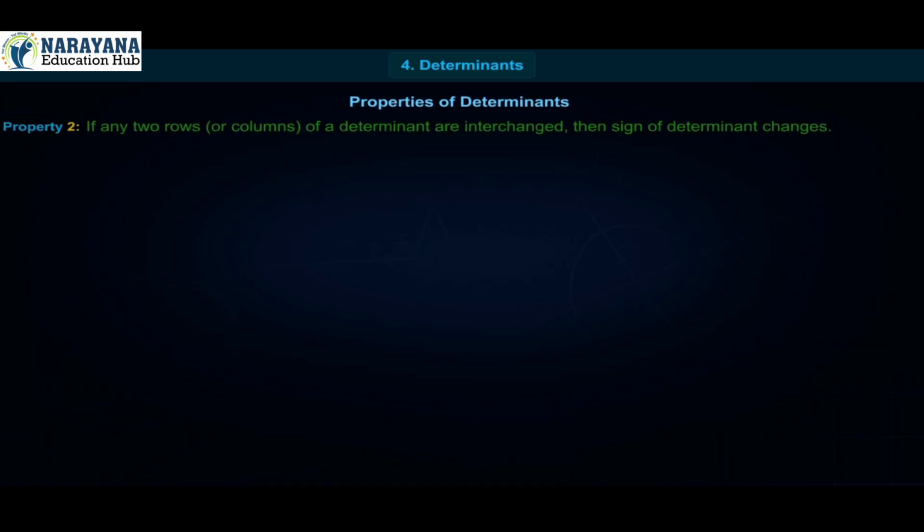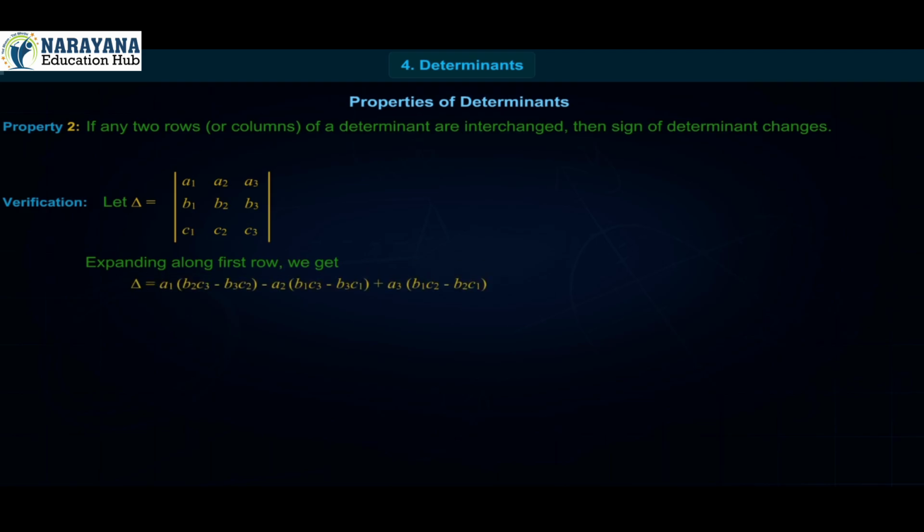Property 2. If any two rows or columns of a determinant are interchanged, then the sign of the determinant changes. Verification: let delta be the determinant [A1, A2, A3; B1, B2, B3; C1, C2, C3]. Expanding along the first row, we get delta is equal to A1 into (B2 C3 minus B3 C2) minus A2 into (B1 C3 minus B3 C1) plus A3 into (B1 C2 minus B2 C1).